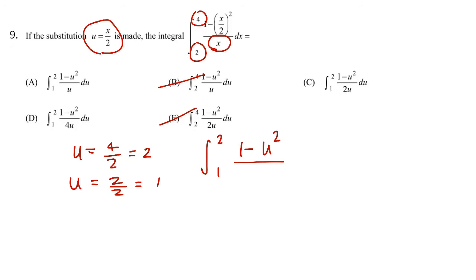Well, the other option is we have to deal with the x in the denominator. Now, U is x over 2, so if U is x over 2, I really need to solve for x. X is really 2 times U, isn't it? So that means where this bottom x is, I need to substitute in 2 times U, and that gives me answer choice C.